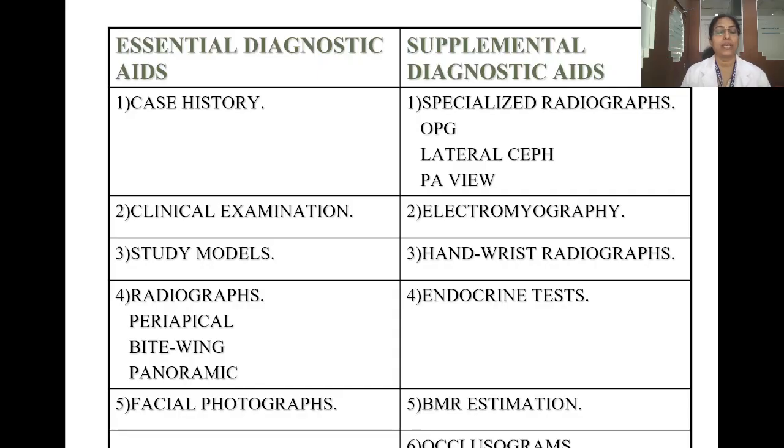They can be divided into case history, clinical examination, study models, certain radiographs like periapical radiographs, wide-beam radiographs, and panoramic radiographs, and also facial photographs. The supplemental diagnostic aids can be specialized radiographs like OPG, lateral ceph, and PA view. Then electromyography, hand wrist radiographs, endocrine tests, basal metabolic rate estimation, and occlusograms.